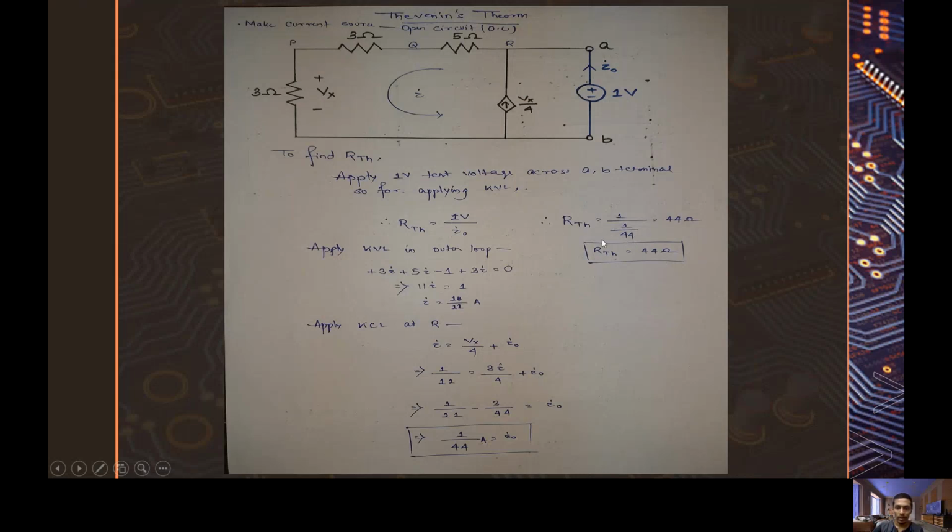Where we get this 1 by 44, it is equivalent to I naught. How we can find I naught is by applying KCL at R. So I equals Vx by 4 plus I naught, which gives I naught equals 1 by 44, and further by doing so we can find R Thevenin.